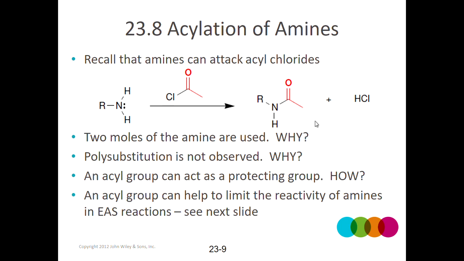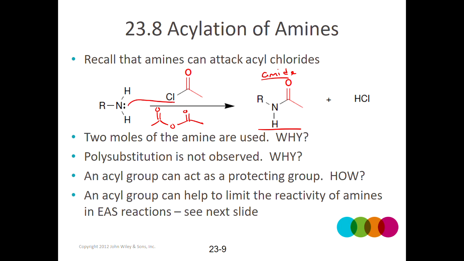This is a reaction we talked about in chapter 21. We were talking about carboxylic acid derivatives. We said an amide is a carboxylic acid derivative. And we said the main way to make that is to start with an acid chloride or an acid anhydride, because those both have great leaving groups.